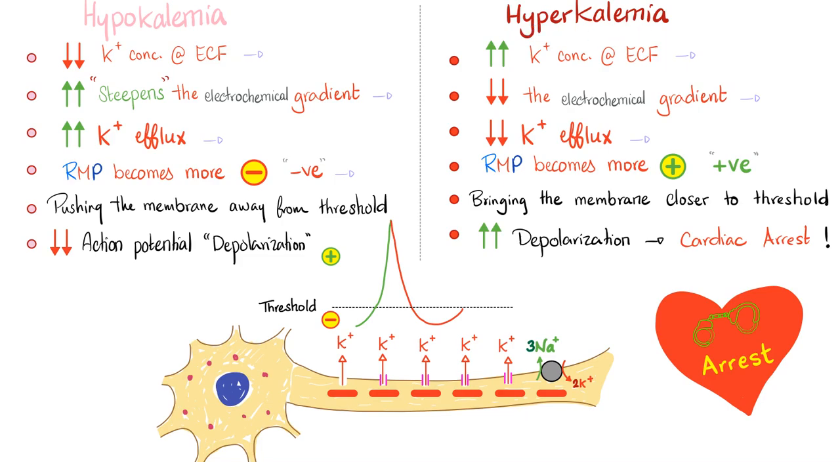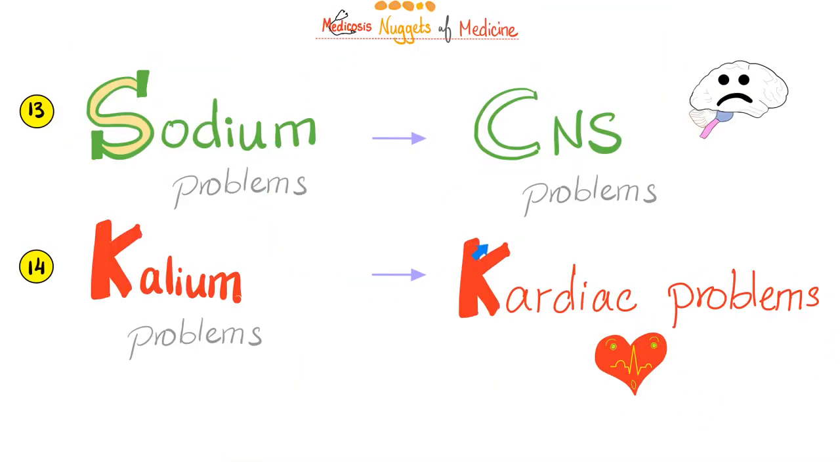Conversely, hyperkalemia makes the resting membrane potential more positive, closer to the threshold, making it easier for me to ascend the ascending limb of depolarization. More depolarization equals more muscle contraction, and that's why hyperkalemia can cause cardiac arrest. It can lead to tachyarrhythmia, which can kill you. This is one of the most important slides in medicine. Sodium problems will lead to CNS problems, but kalium, which is potassium, problems will lead to cardiac problems.